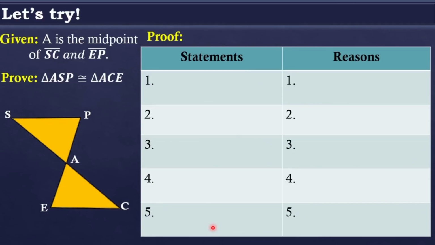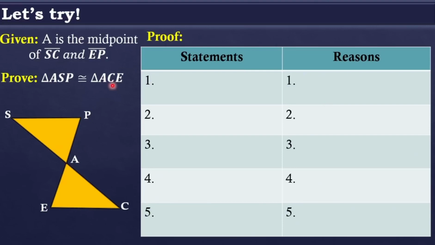Alright, so let us check. So I have here, A is the midpoint of segment SC and segment EP. Now, segment SC, this is your SC, and segment EP. So, intindihin nyo muna yung problem, I mean yung given. Pag sinabi nating midpoint, ibig sabihin, siya yung gitna. So, kung gitna siya, siya yung point na nasa gitna ni segment SC at ni segment EP. So, kung nasa gitna siya ni SC at gitna siya ni PE, ibig sabihin, etong dalawa, congruent. And these two sides are also congruent.